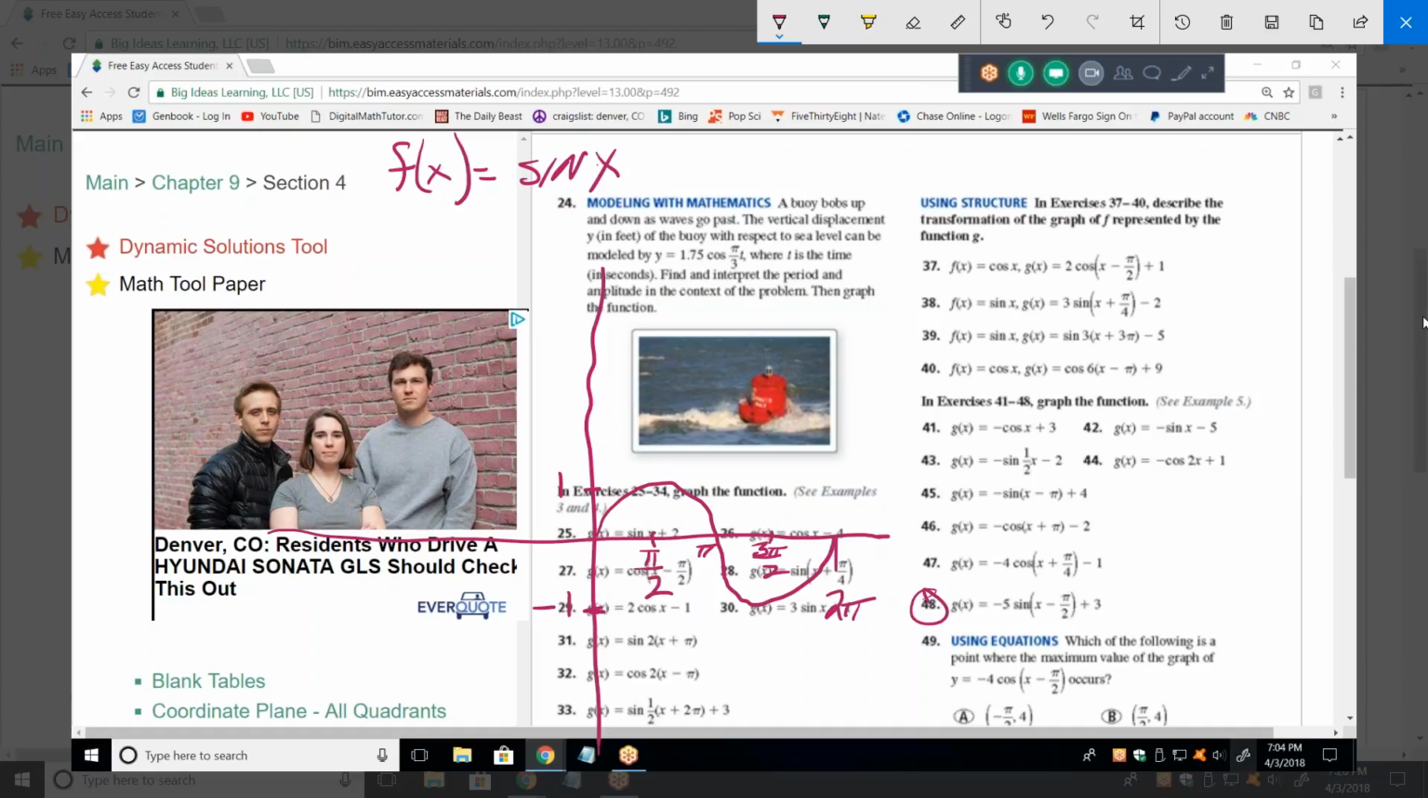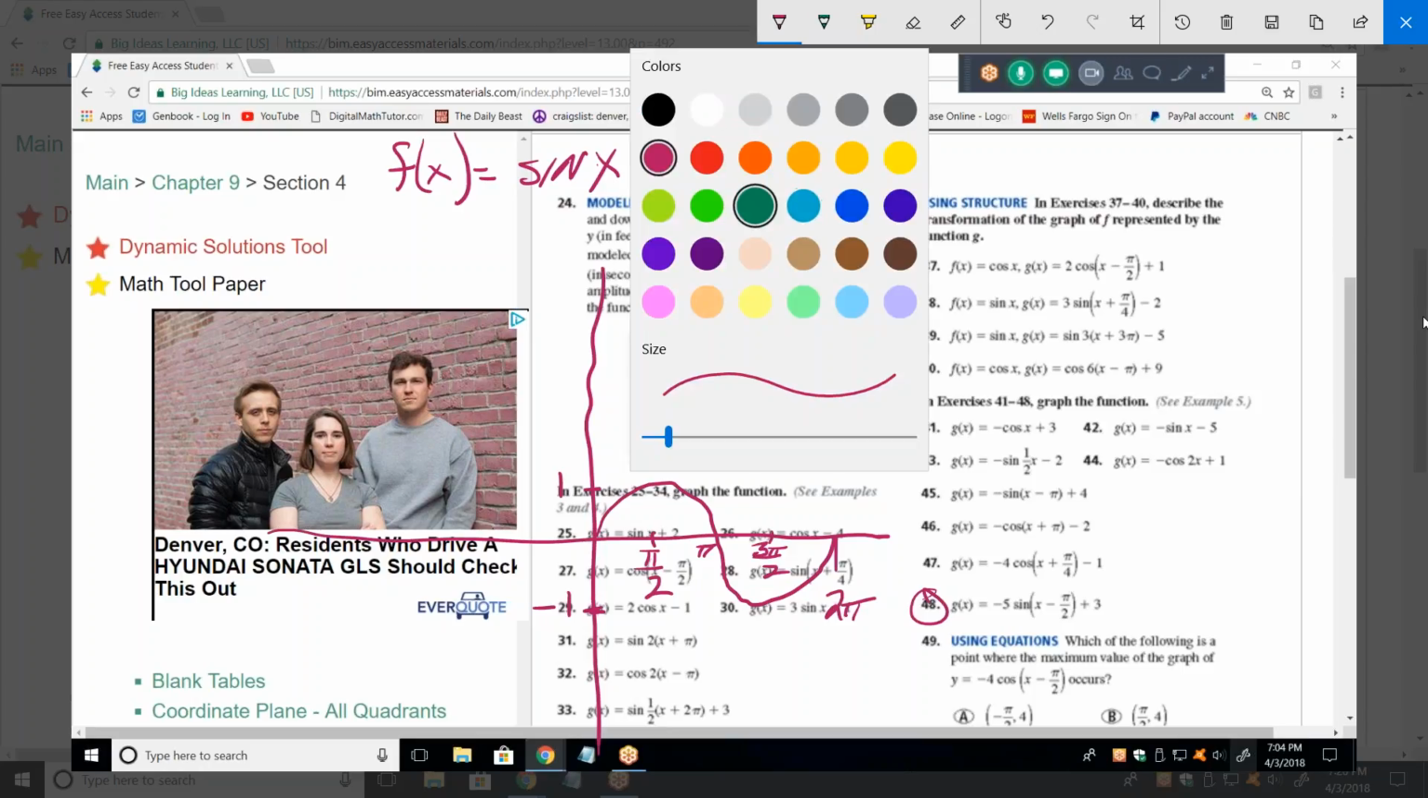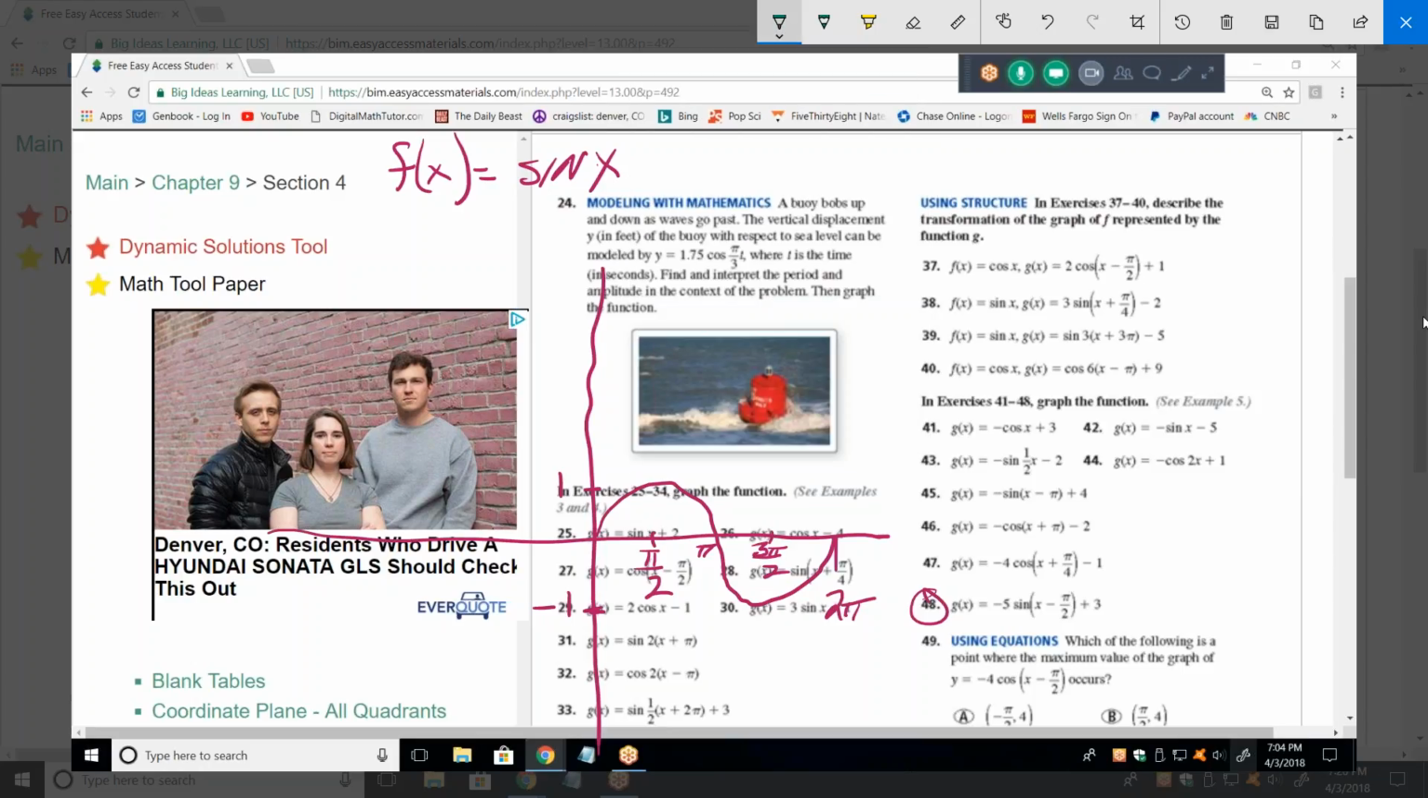Now, first thing I'm going to do is reflect it. All right. Let's be color consistent here. So that takes care of that.